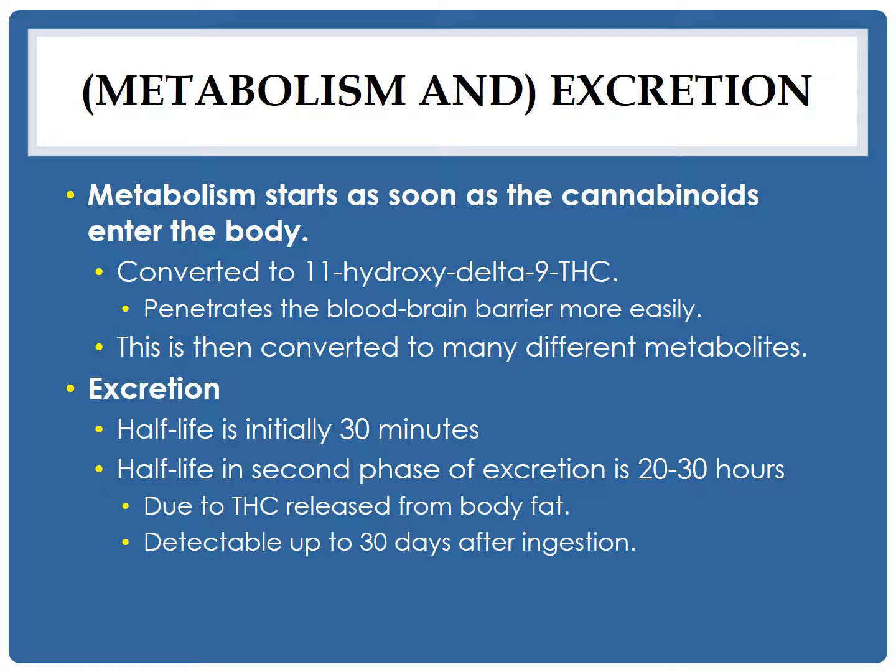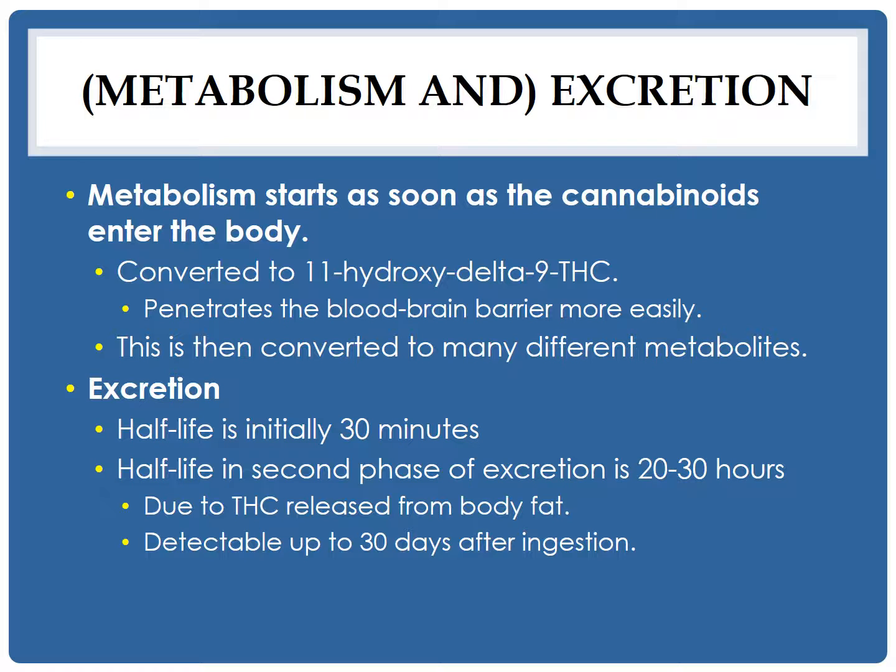Metabolism of the cannabinoids begins as soon as the molecules are in the body. Primarily, they're metabolized by liver enzymes. THC, the primary metabolite after it's been metabolized is 11-hydroxy-delta-9-THC. This is the first thing it's converted to. From there, it's converted to a bunch of different metabolites, and we don't know what all of these do. Some of them are active, and some of them are not. But 11-hydroxy-delta-9-THC is the first metabolite, and it penetrates the blood-brain barrier very easily.